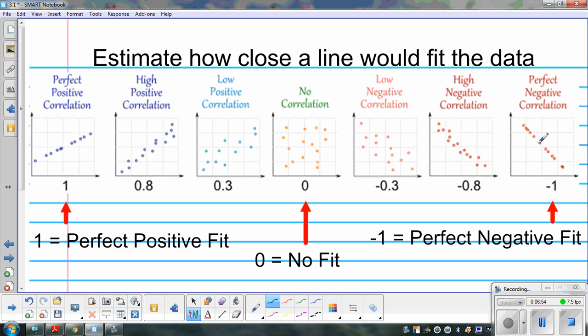If it looks like a perfect falling, straight line, that's a negative 1.0 score. If it's coming down and the points are fairly close together, you're going to say about a negative 0.8. If you can tell it's going down, but they're more spread out, it's more of a negative 0.3. So when I ask you to give me a number of how directly correlated it is, you're basically going to pick a number all the way from 1 to negative 1. Nothing will be bigger than a positive 1. Nothing will be smaller than a negative 1. Everything will be in between.